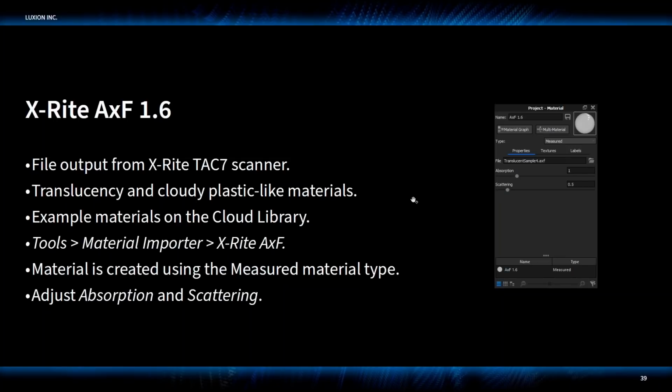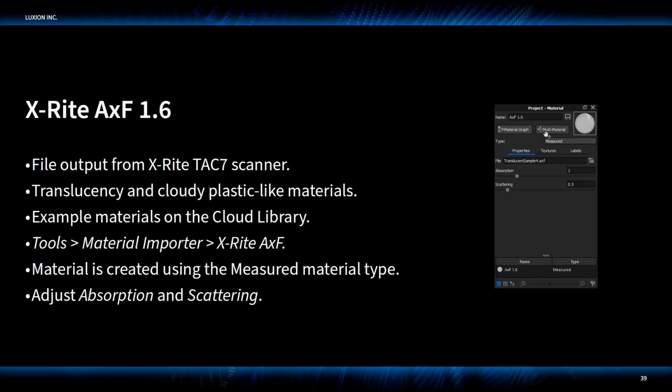We are supporting the X-Rite AxF 1.6. So the AxF material is output from the X-Rite TAC7 scanner, and the 1.6 support provides support for translucency and cloudy plastic-like materials. We do have some examples of those that will be on the cloud library when KeyShot 9 is released. And again, you use the new tools feature to import those materials.